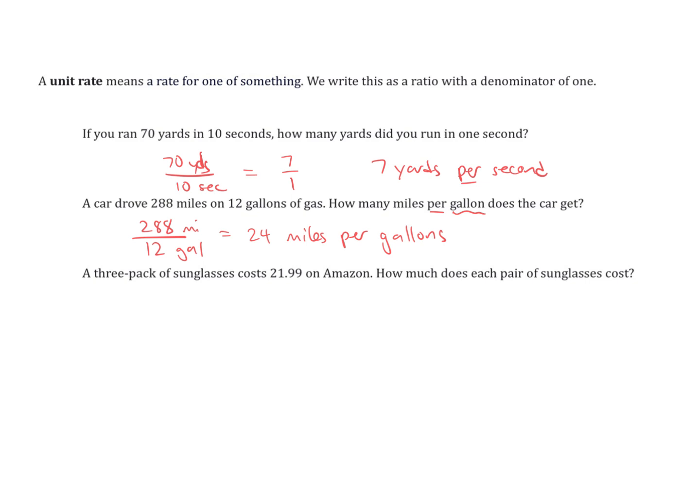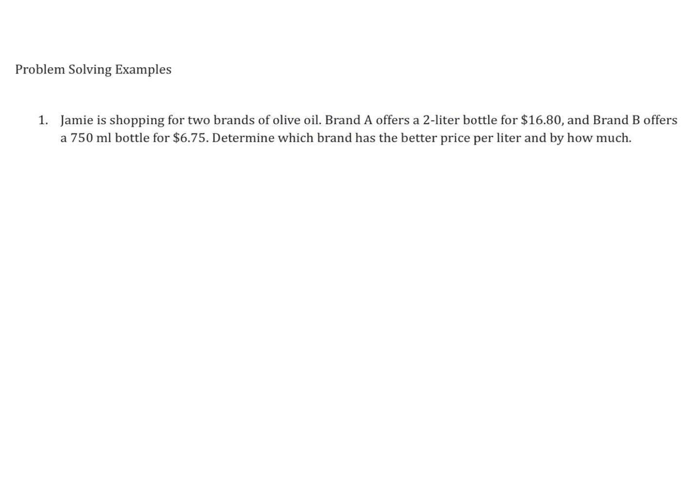A 3-pack of sunglasses costs $21.99 on Amazon. How much does each pair of sunglasses cost? So we want the cost per pair, so we're going to divide by the number of pairs. We're going to take this $21.99 and divide it into 3 equal parts because we have 3 pairs. And that gives us $7.33 per pair. And now we're going to take a look at 2 more examples where we apply these concepts in word problems.